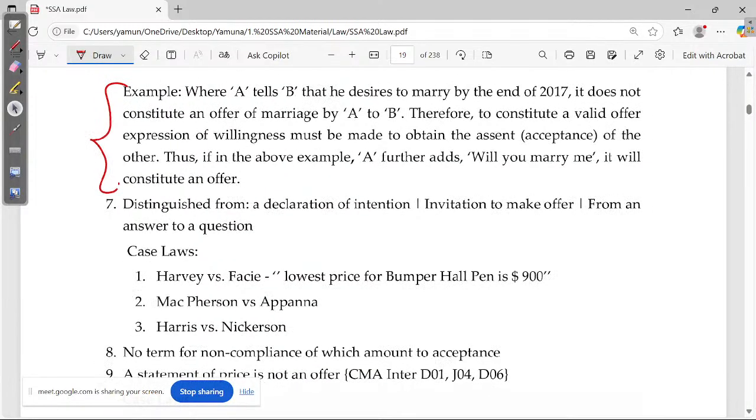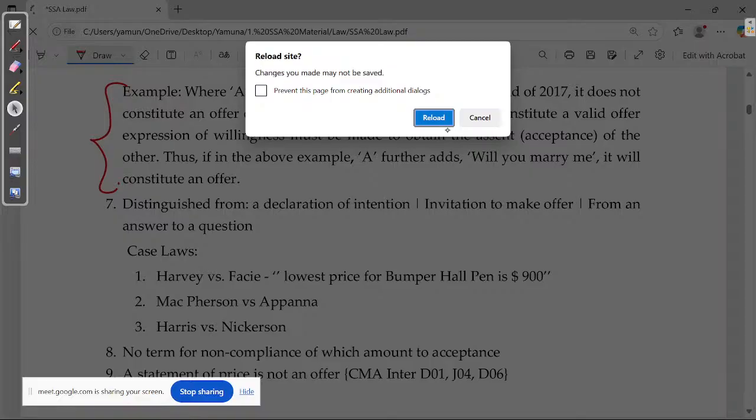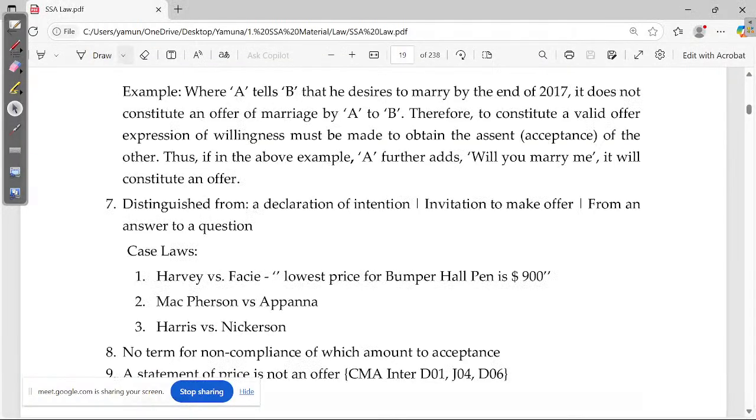Here, A tells B that he desires to marry by the end of 2017. It does not constitute an offer of marriage by A to B. Therefore, to constitute a valid offer, expression of willingness must be made to obtain the assent of the offeree. When we say it's an offer, it is when the proposal is accepted. We don't know whether this girl or boy, whatever it is, will be accepting or not. So how can you say it's a valid offer?